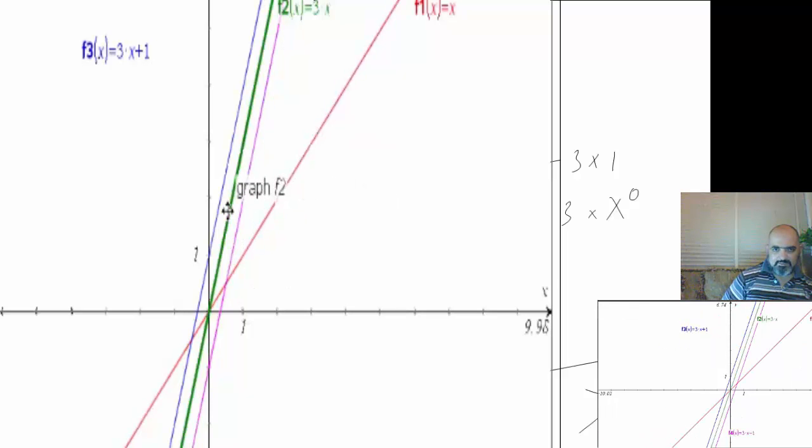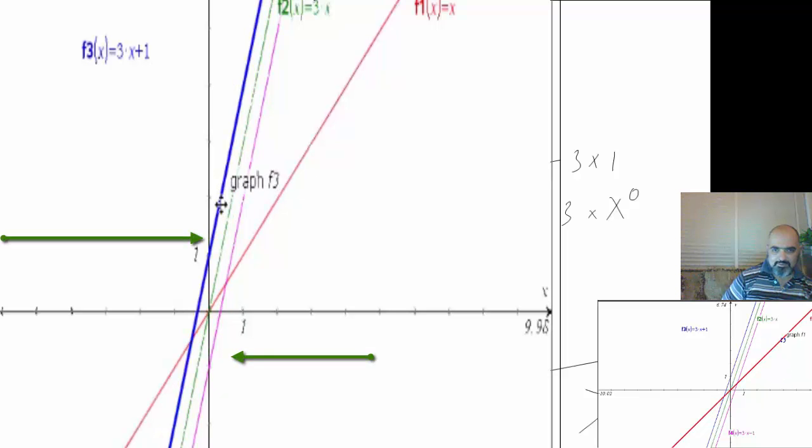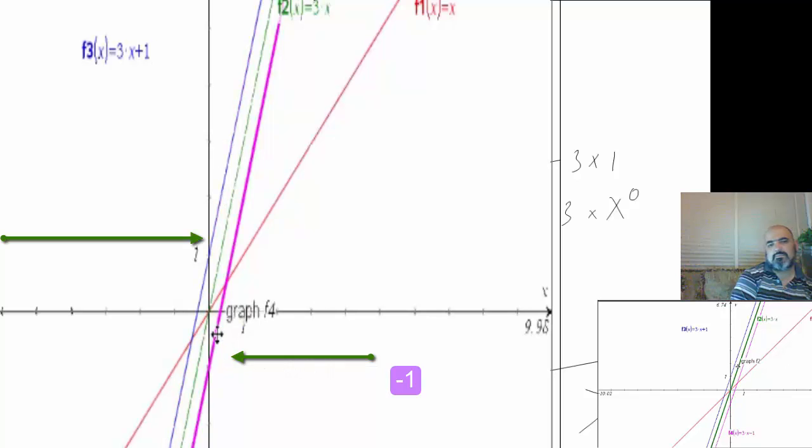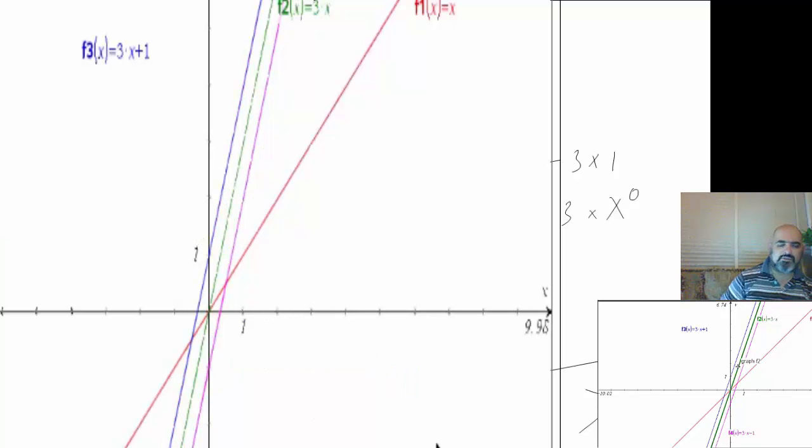Then this constant here, plus 1, shifts the whole thing by 1. So it's the same shape but shifted up by 1. If it was negative, it would be shifted down by 1.